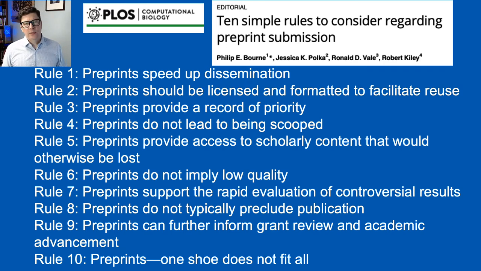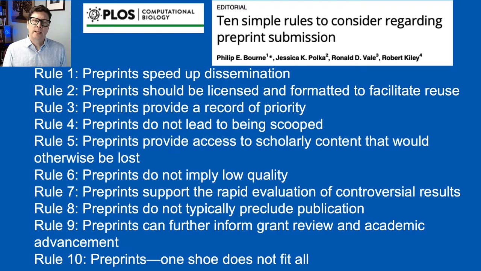So some researchers, especially early on when the concept was being introduced, thought that releasing preprints before peer review would mean that low quality research is being published, because peer review is a form of quality control. And we'll come back to this point in a few slides and look at the quality of preprints compared to journal articles. Rule 7, preprints support the rapid evaluation of controversial results. Number 8, preprints do not typically preclude publication.